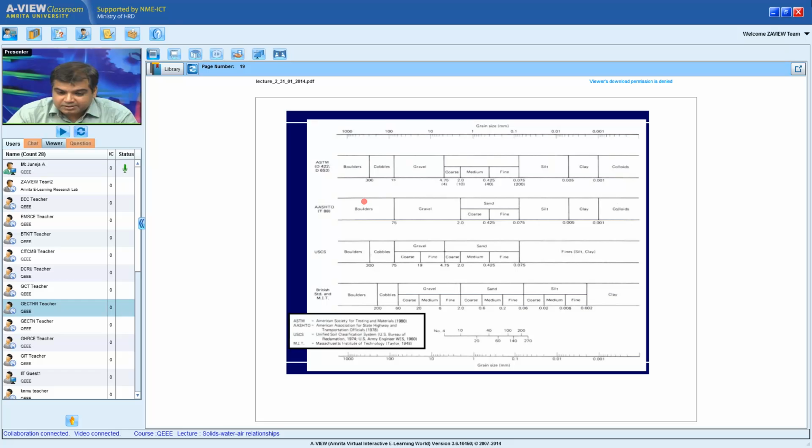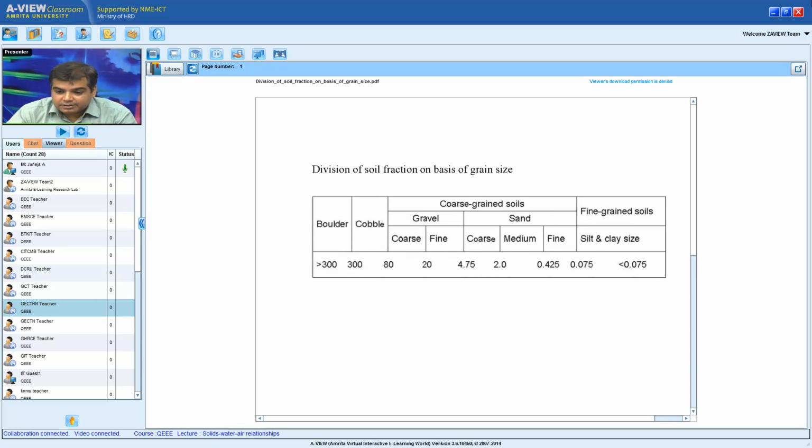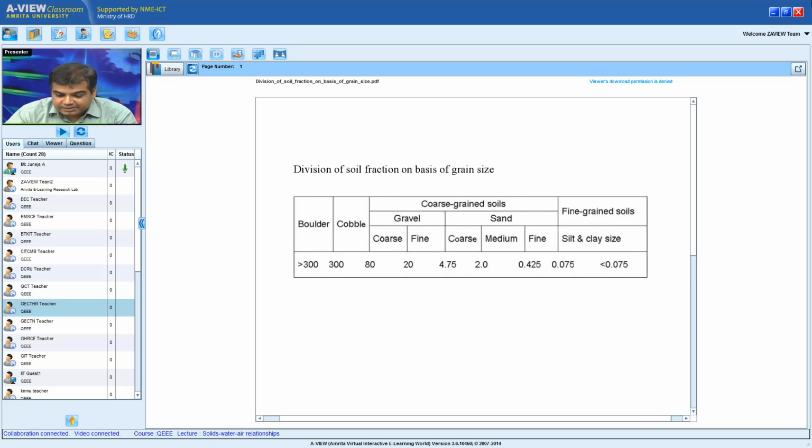Now, because this is not a good scale to show, I have another document which I will just upload, which is maybe a better version to show. I hope you are able to see this. In a sense, this is a photocopy of how our Indian Standard distributes the soil particles into various sizes.